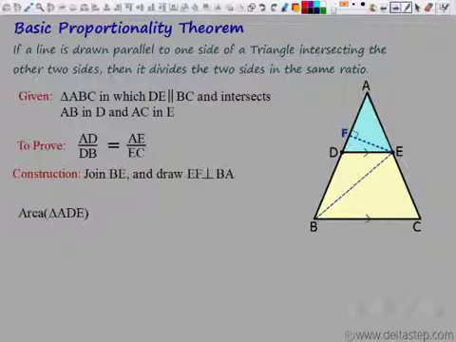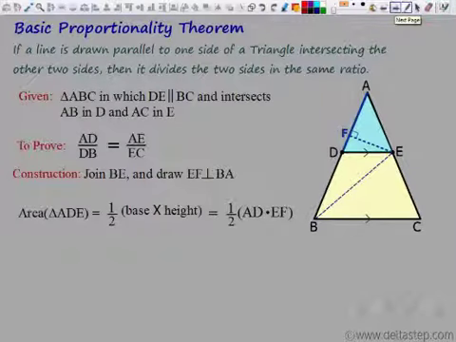So if AD is the base, then height is the perpendicular distance from the base to the opposite vertex. If AD is the base, the opposite vertex is E. The perpendicular from the opposite vertex is this line, which is EF. So EF becomes my height. So the area of the triangle would be half into base into height. Base is AD, height is EF. So I get half AD into EF. So that is how I find the area of triangle ADE.